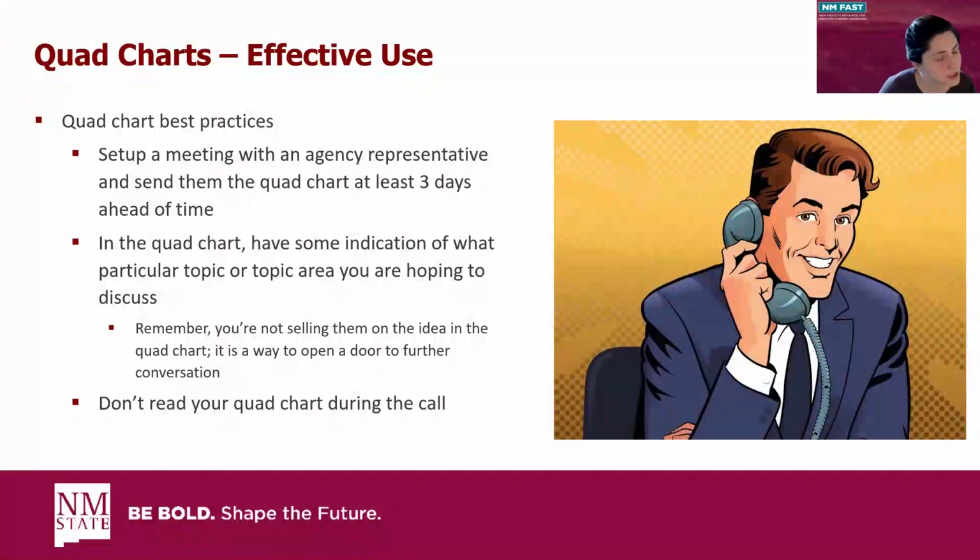And then don't read that quad chart during your call or your meeting. You really want it to be a guide. You want it to provide the agency representatives with some information, but those meetings should be focused on you getting information from those agency representatives to make sure that you are aligning with their efforts, their initiatives, and what they're envisioning to fund within certain topics.